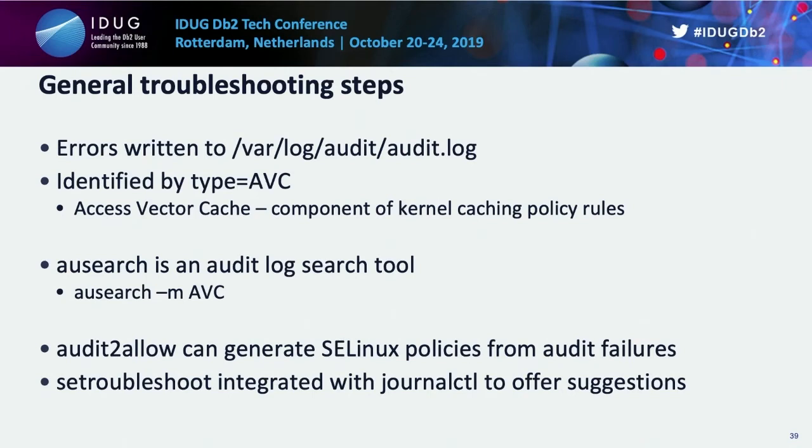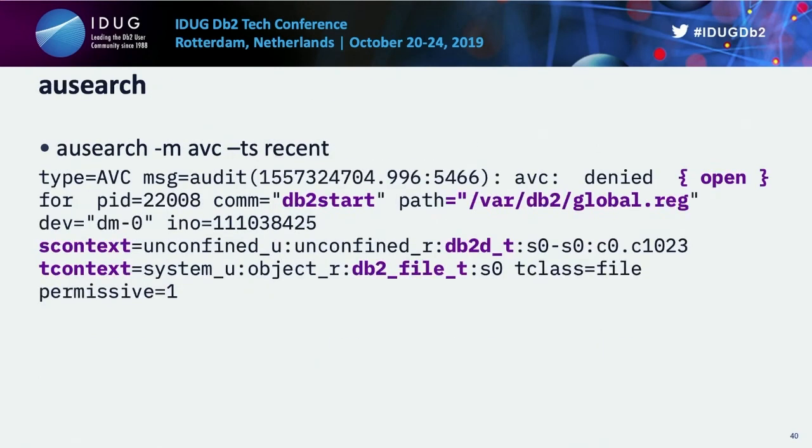They're identified by the type AVC, access vector cache, which is the component in the kernel that's enforcing this. ausearch lets you search through the audit log to find things. And lastly, there's an audit2allow tool, which will generate allow rules based on audit failures. So this is an example of an ausearch command showing an audit log failure. I had to remove something from the policy to generate a failure.